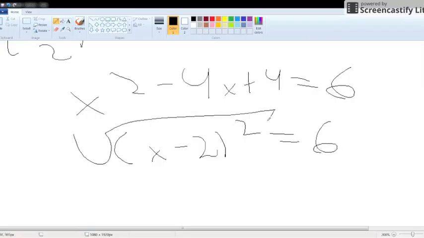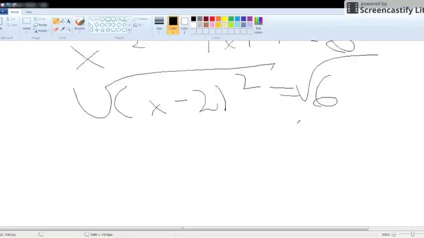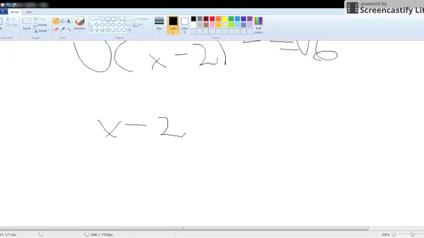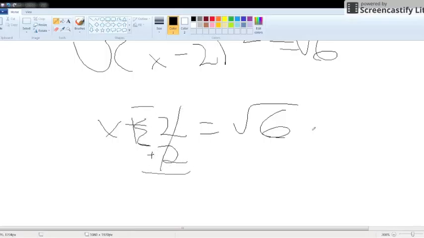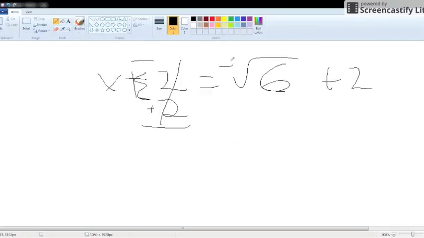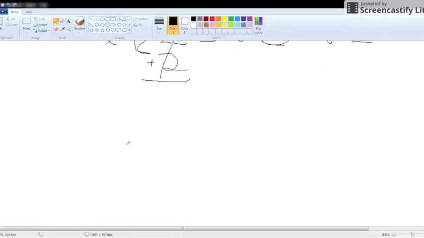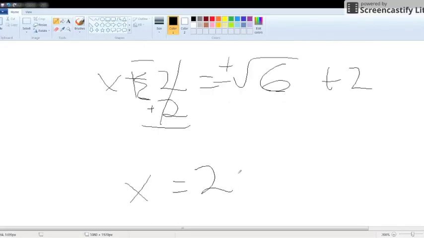And so now we square root this, and we do it to that side too, which gives us x minus 2 equals square root of 6. And now we add the 2, cancels this out, and it adds it to here. Now remember, this is plus or minus because we got the square root of it. So the answer is x equals 2 plus or minus the square root of 6.